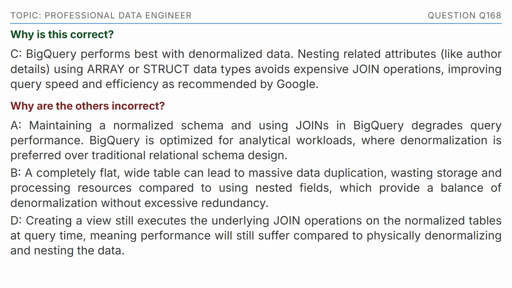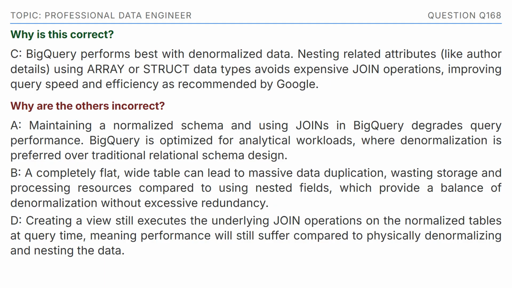Why are the others incorrect? A. Maintaining a normalized schema and using joins in BigQuery degrades query performance. BigQuery is optimized for analytical workloads, where denormalization is preferred over traditional relational schema design.